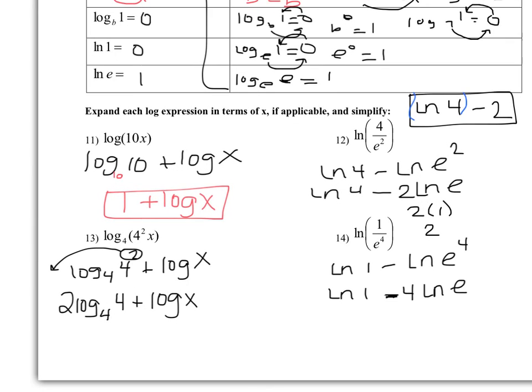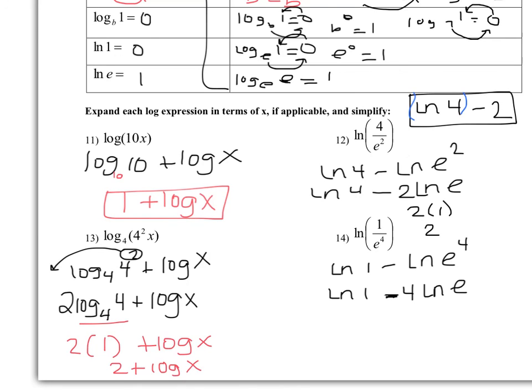Okay, number 13. Log base 4 of 4 is just like log base 10 of 10, which always simplifies to 1. So this part is 1. Multiplying that by 2 plus log of x. Final answer, 2 plus log x.